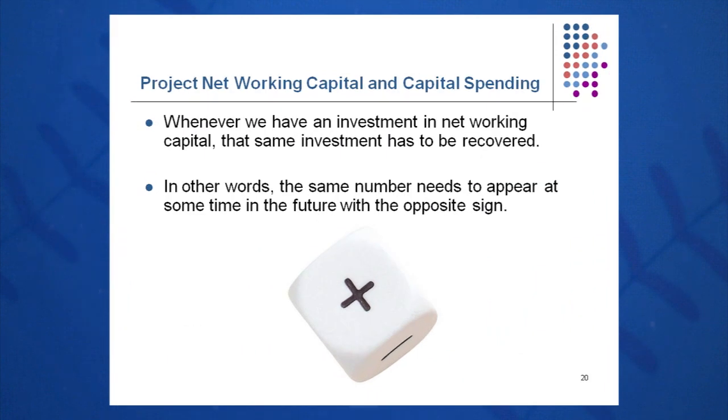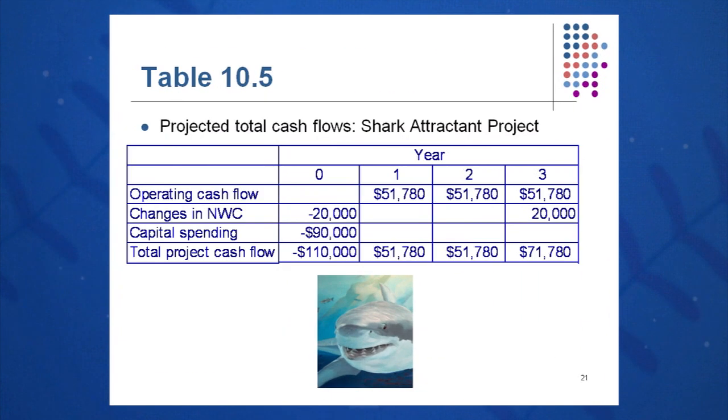We will have working capital negative at time zero, and then we'll recapture that working capital at the end of the 3rd year by selling off the remaining shark attractant product and knocking on doors and collecting our accounts receivable. So we do a little OCF table, OCF of $51,780 for each of the 3 years we're going to run this project. We have negative net working capital of $20,000 today, negative property, plant, and equipment cost of $90,000.